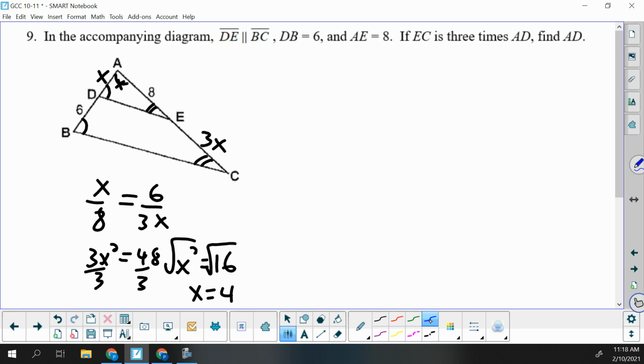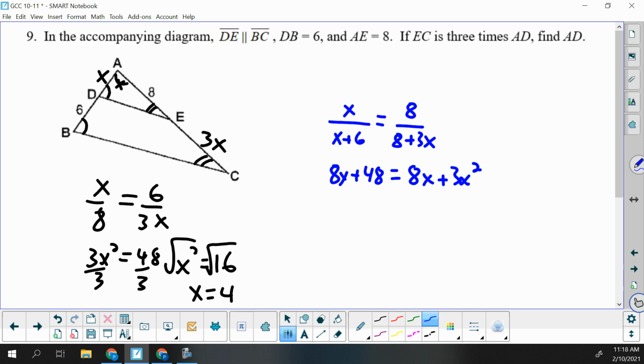The other way you could have approached this one is if you thought small triangle and big triangle. Small triangle has an x. It matches with the big triangle, we would have x plus 6. Small triangle has an 8. Big triangle would have 8 plus 3x. If you distribute this, we'd have 8x plus 48 equals 8x plus 3x squared. Well, notice when you subtract the 8x's, they wipe out. And this now, 48 equals 3x squared, ends up the same as where we were at that step there. So you'll eventually get the same answers in the end.